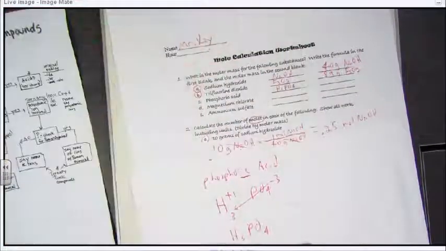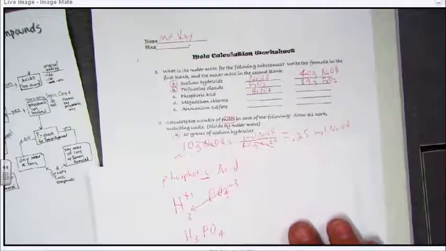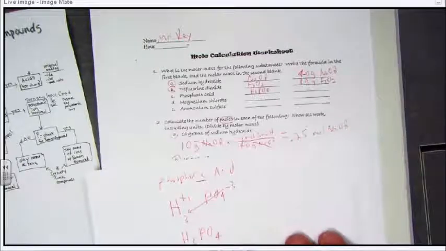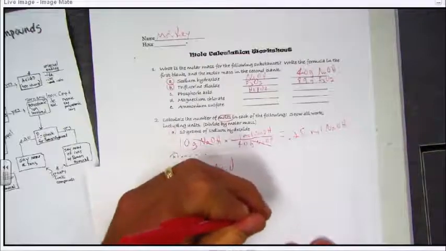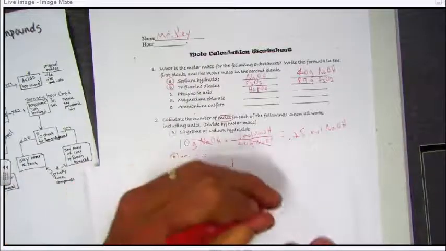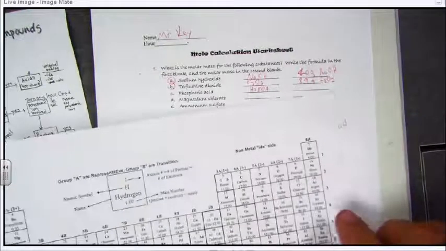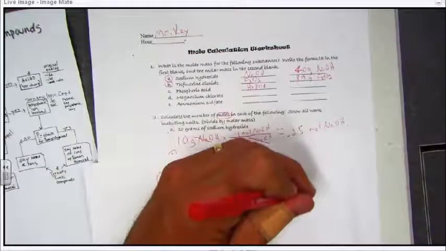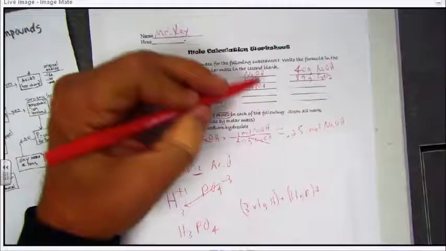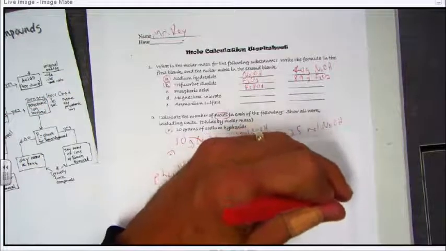H3PO4 is phosphoric acid. Now I need to know how much 1 mole of phosphoric acid weighs. I just need to add up the parts of 3 hydrogens, 1 phosphorus, and 4 oxygens. 3 times 1 gram of hydrogen according to the chart, plus phosphorus, 31 grams, plus 4 times 16 grams of oxygen.